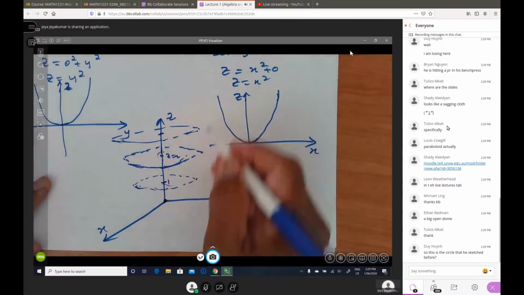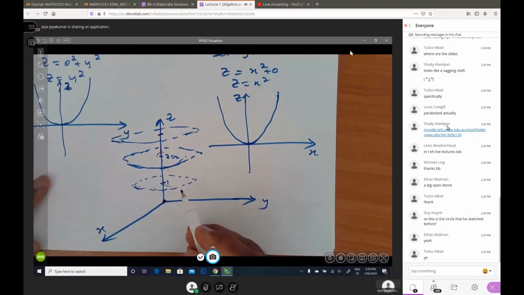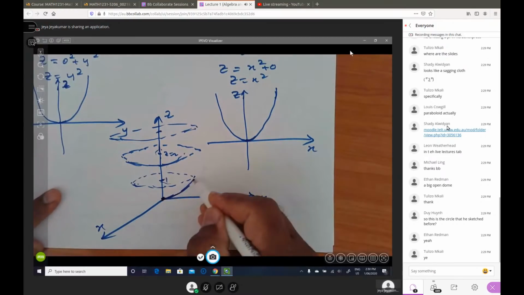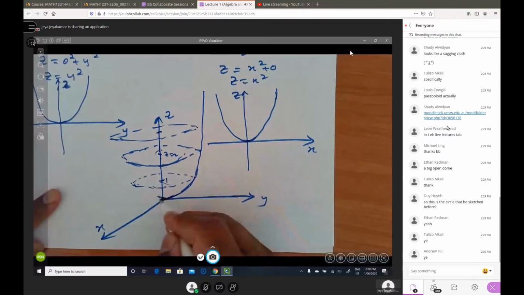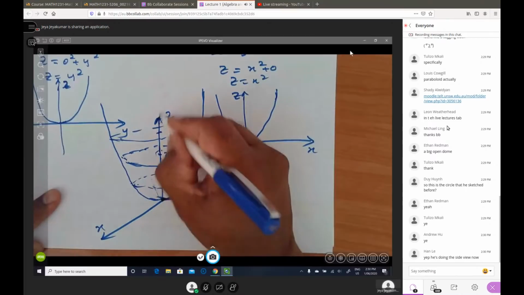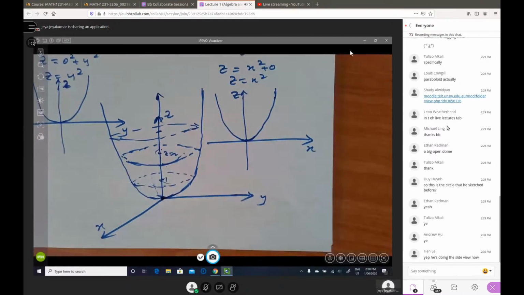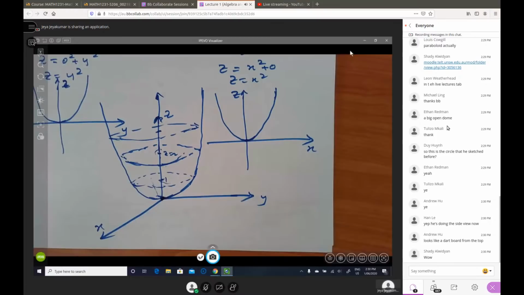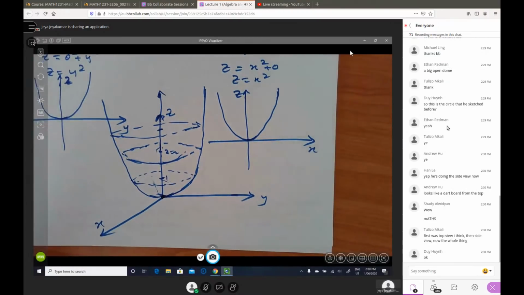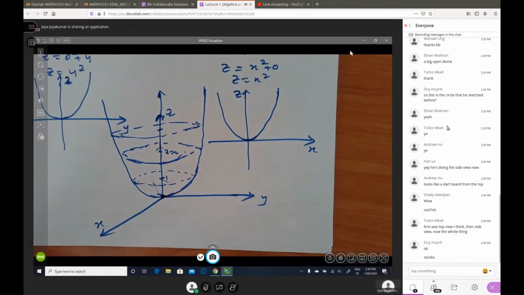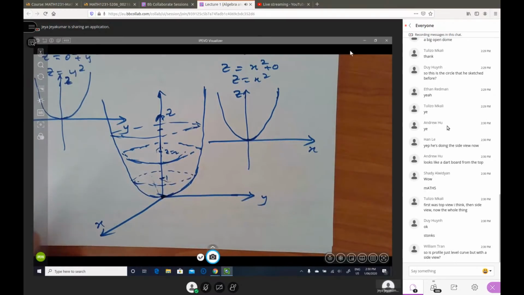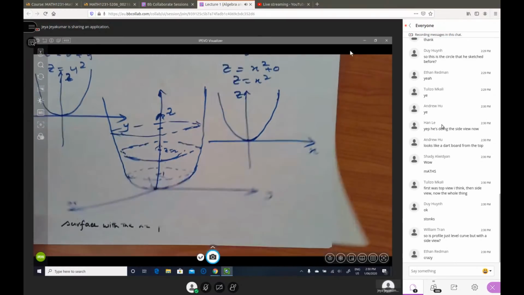Then we know the yz profile, the intersection of the surface with the yz plane, is a parabola, like this. So that's how you get the surface here. This is called the paraboloid. So we put together the level curves, the yz profile and the xz profile to sketch the 3D surface. Now let's look at another example.